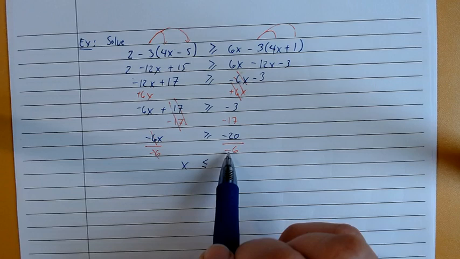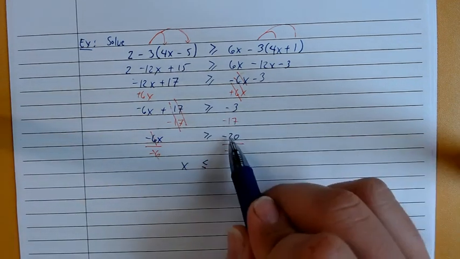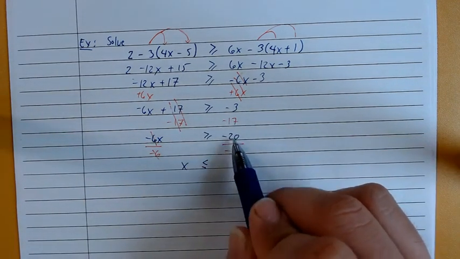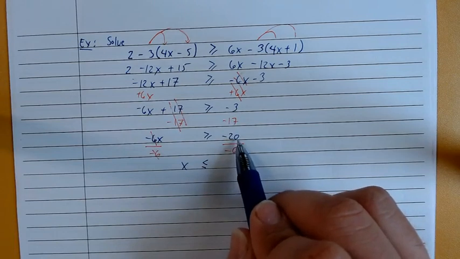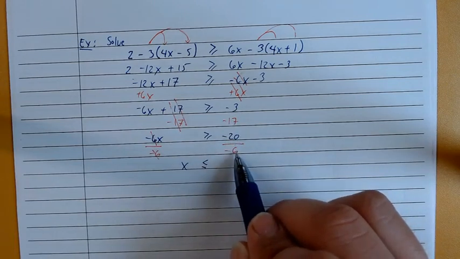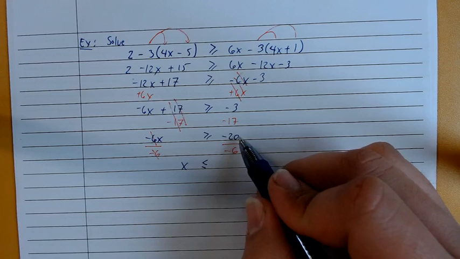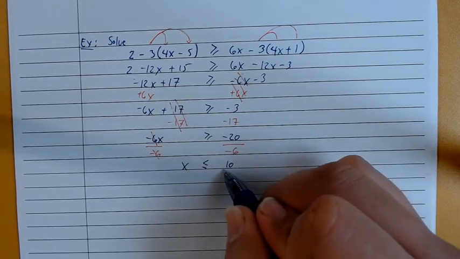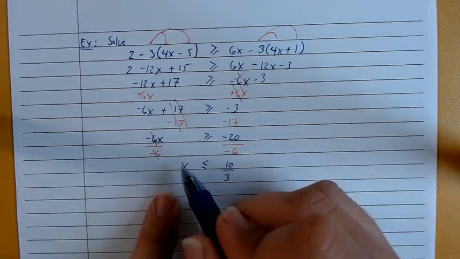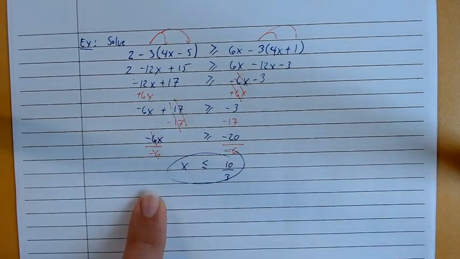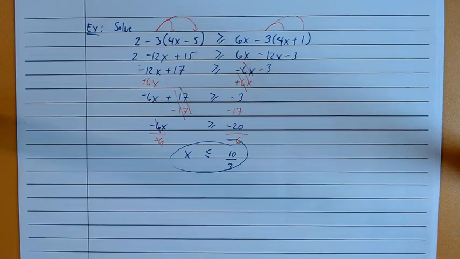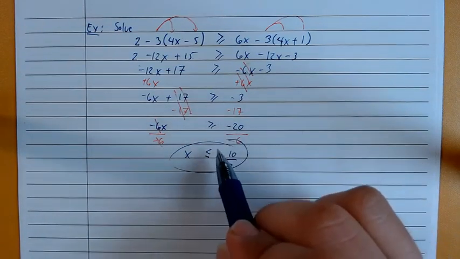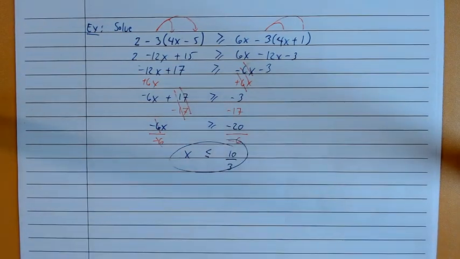A negative divided by a negative is a positive. 20 divided by 6, well, that doesn't divide evenly, so let me just reduce it. 20 and 6, I can divide the top by 2. That'll give me a 10. I can divide the bottom by 2. That'll give me 3. And there we go. So this isolates our variable. We get x is less than or equal to 10 over 3. Notice a negative over negative gave us a positive here, so it's just positive 10 over 3.